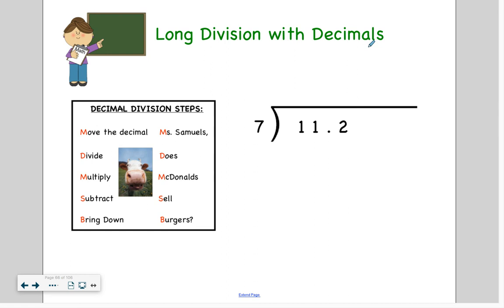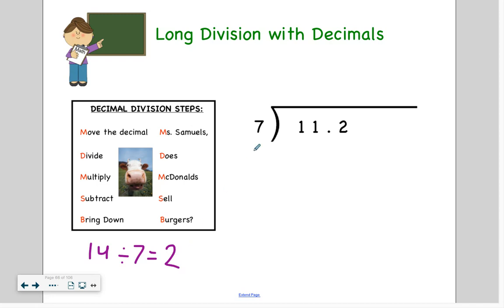11 and 2/10 divided by 7. So if 7 is the number that we want to use as our multiple, I'm thinking that 11 is close to 14. The reason I'm changing that dividend is just so I can have a fast fact where I know that my answer should be close to 2.